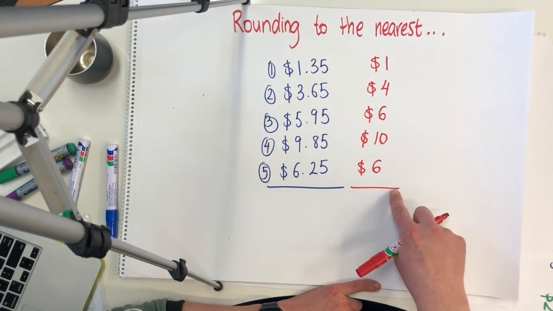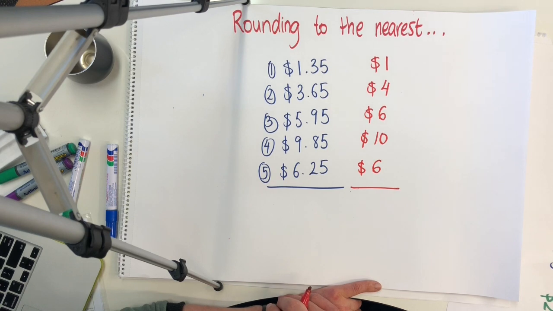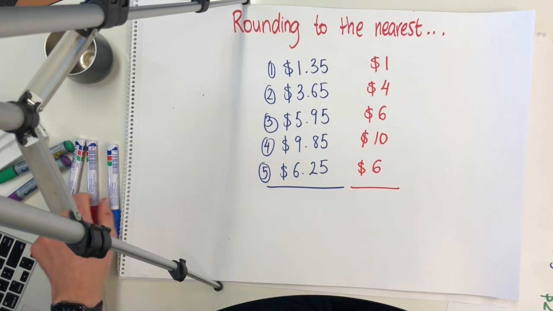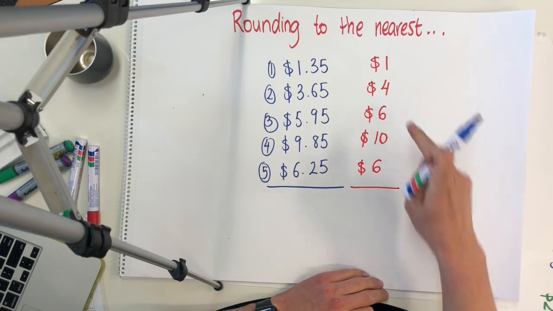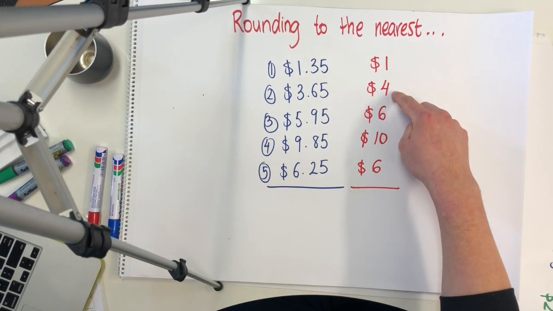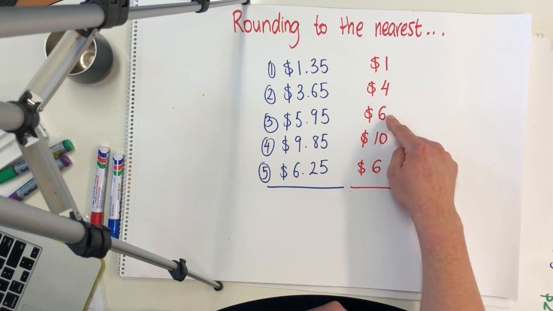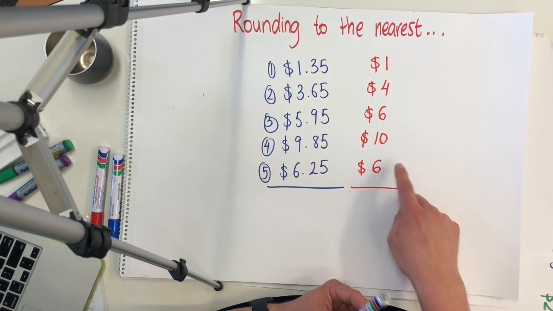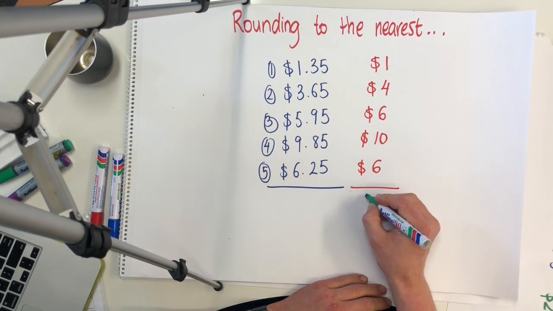Now these numbers, as you can see, are far easier for me to work with. Now normally I'd be doing this in my brain and mental maths, but for the video, I'm writing them down. So all I need to do now is to add them up. So first one, 1 plus 4 is 5, plus 6 is 11, plus 10 is 21, plus 6 is $27.